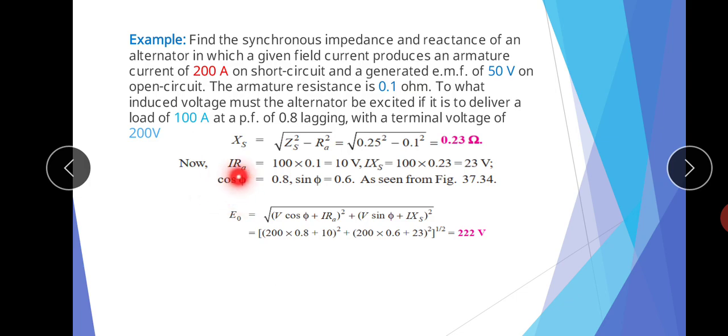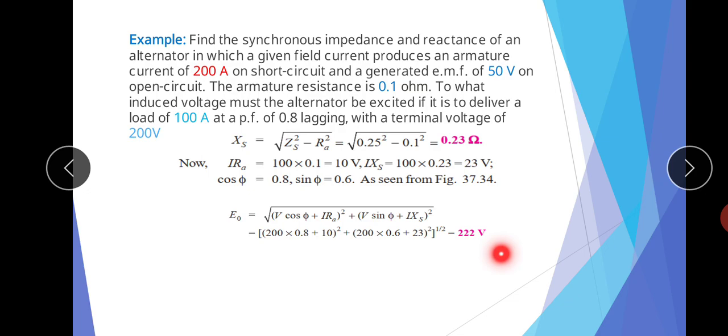Now IRA is equal to 100 multiplied by 0.1, the value of resistance, which is equal to 10 volts. Then the drop in the reactance, I into XS, is 23 volts. Cos phi is 0.8 lagging, as given, so we can find sin phi as 0.6. Then, putting the values in the equation for E naught, we get 222 volts.